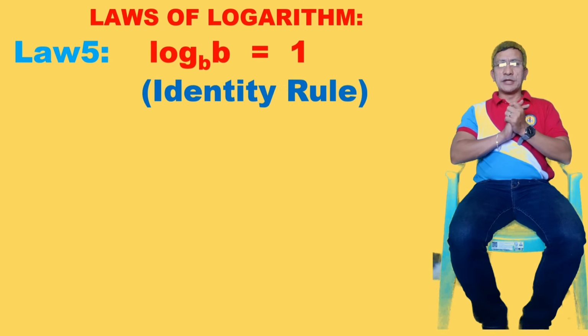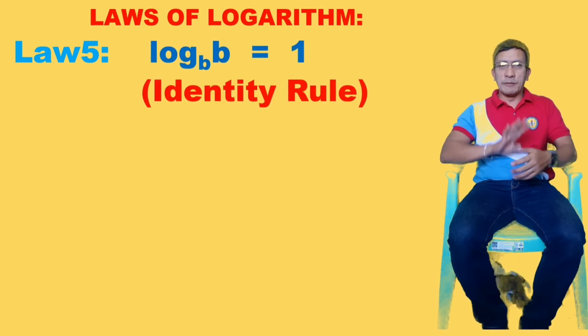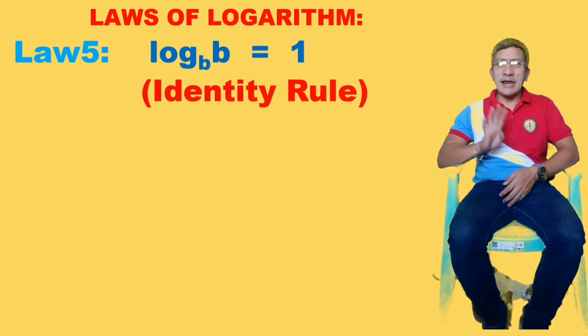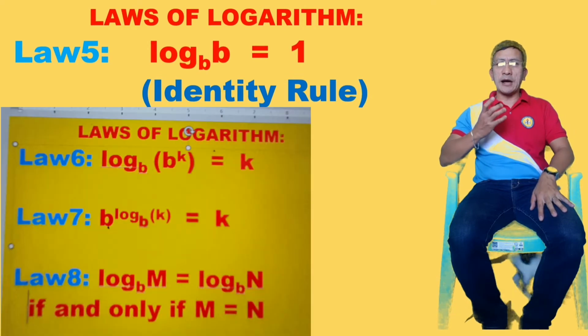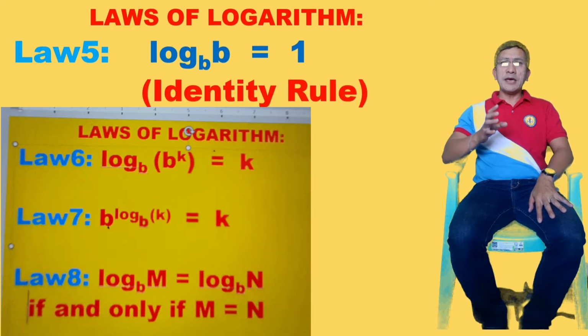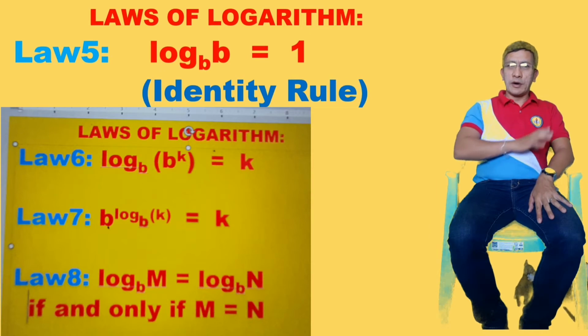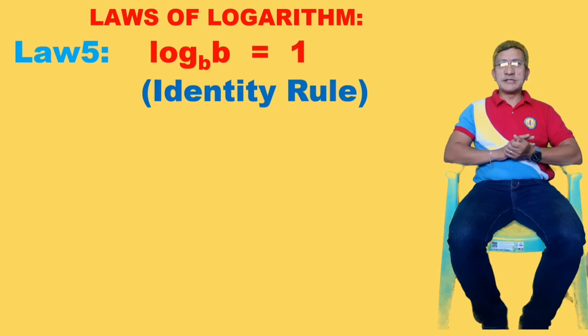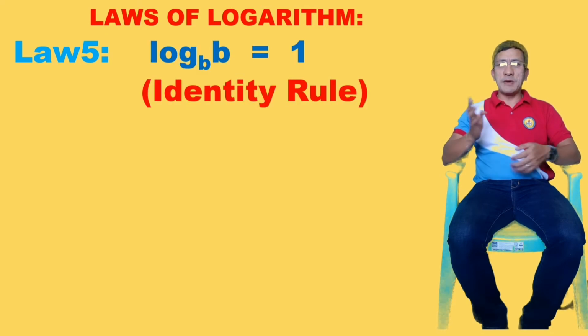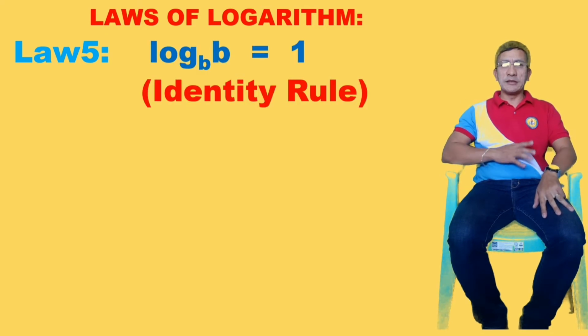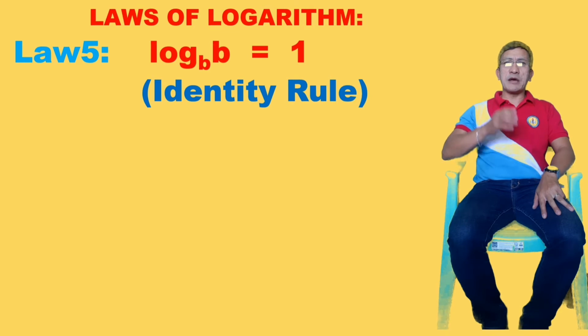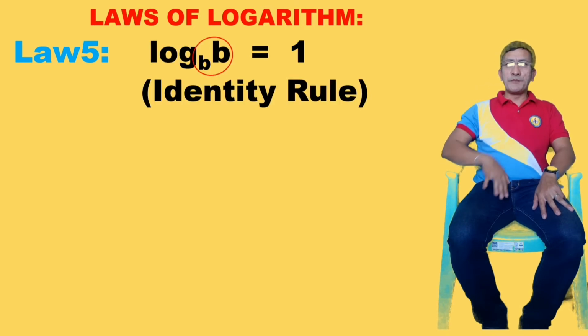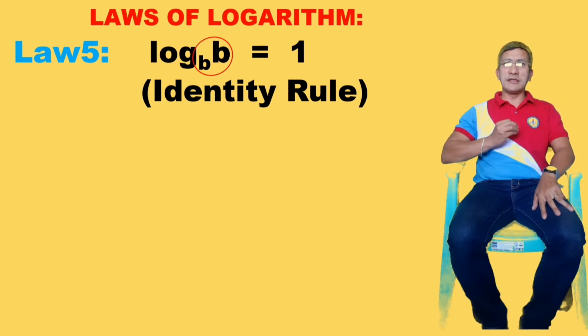The fifth and last law that I will discuss in this video is law number 5. And again, this is not the complete list, because there are other laws expanding any of the laws in this list, law 1 to 5. Law number 5 states that log of b with base b equals 1, called the identity rule. Identity just because the basis of computation and its base are the same.